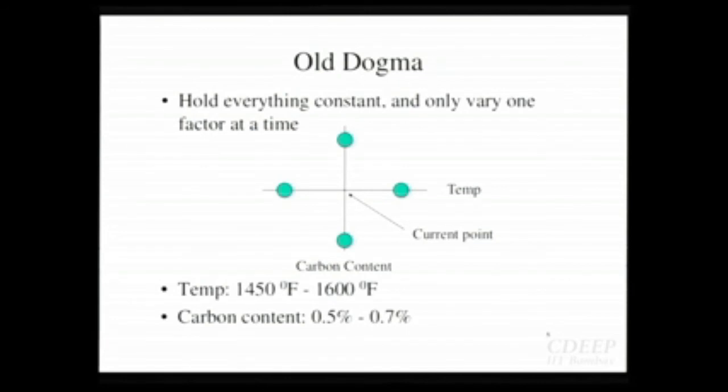This idea is shown in this particular plot. This is your current operating point, where you're operating. The y-axis indicates the carbon content, the x-axis indicates the temperature. You keep carbon content the same and do an experiment at a higher temperature and another at a lower temperature. Then you keep temperature at the default value and do experiments at a higher and a lower carbon content. So essentially you are holding everything constant and varying only one factor at a time.